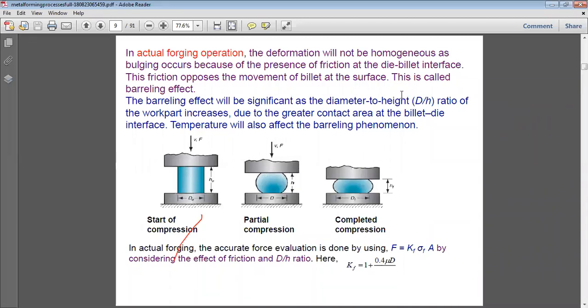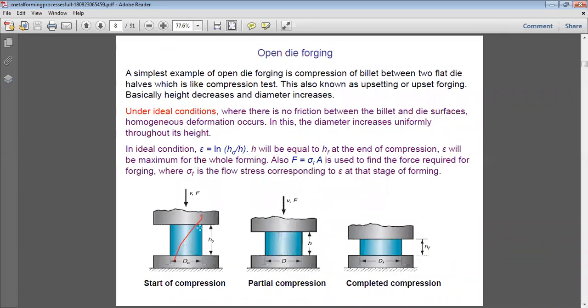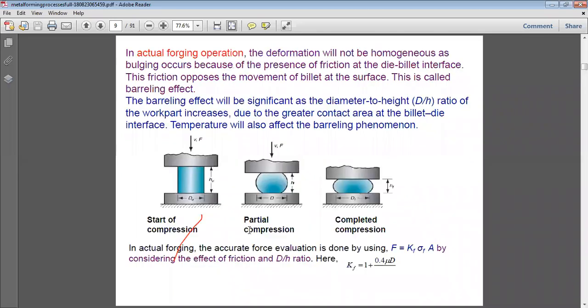The deformation will not be homogeneous as bulging occurs because of the presence of friction at the die-billet interface. Earlier, in the previous slide, with the decrease in height there was an increase in diameter. But in actual forging condition, it won't occur, because when we push it from the top and bottom, where the force is provided on the vertical ends, there will not be a uniform increase or homogeneous deformation in the diameter, because there will be bulging.